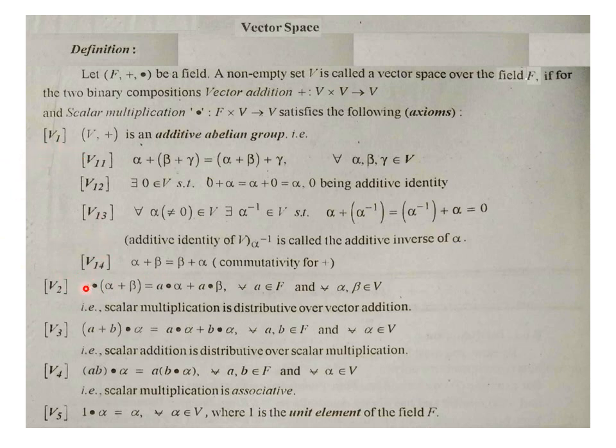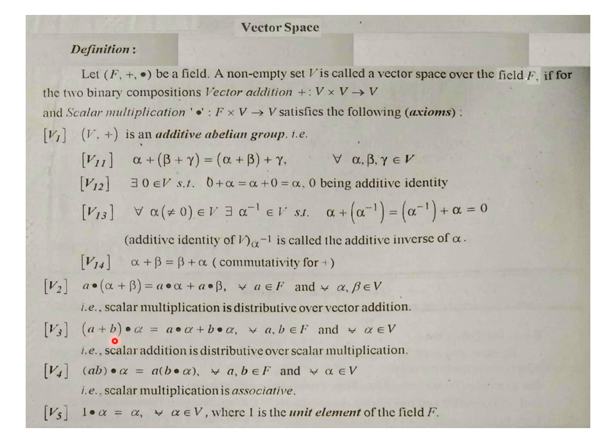Then V2: a dot (alpha plus beta) must come, where a, b, c, d, etc. are elements of F, and alpha, beta, gamma are to be taken as elements of set V throughout this definition. So here, element a of set F is multiplied with alpha plus beta, then a dot (alpha plus beta) equals a dot alpha plus a dot beta, the distributive property. And then addition of two scalars means elements of set F.